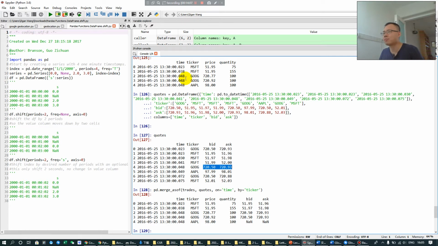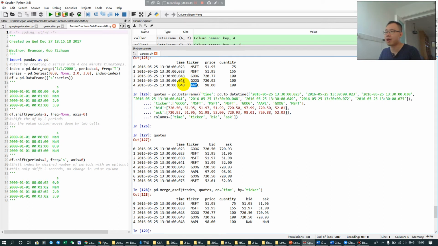How is it possible that you have two transaction prices at the same time? It's possible because probably it happened in two different stock exchanges. Or maybe it has some nanoseconds, but the time value is not as accurate to that level. So for 048 here, you also have this price, so this price is merged here, and you have the 048 bid and ask price here.